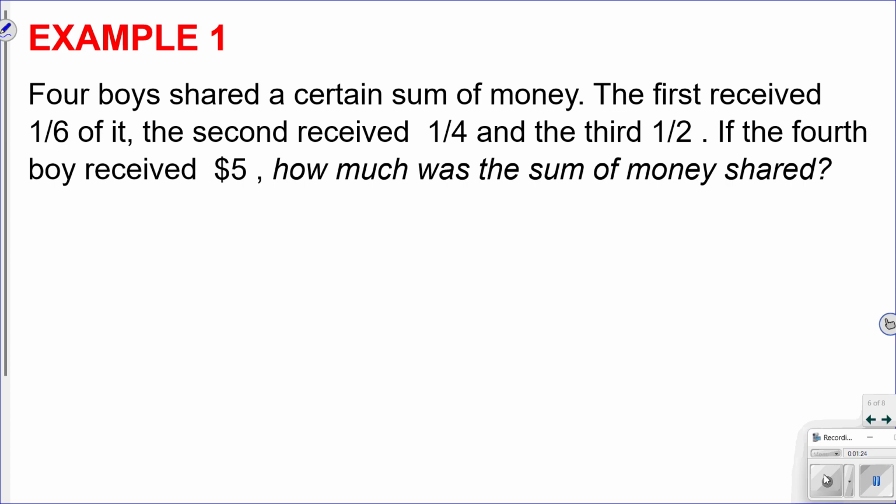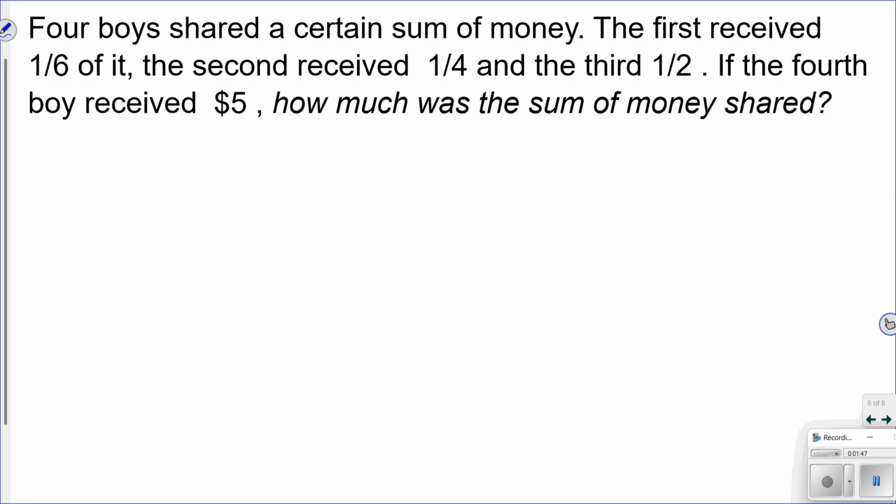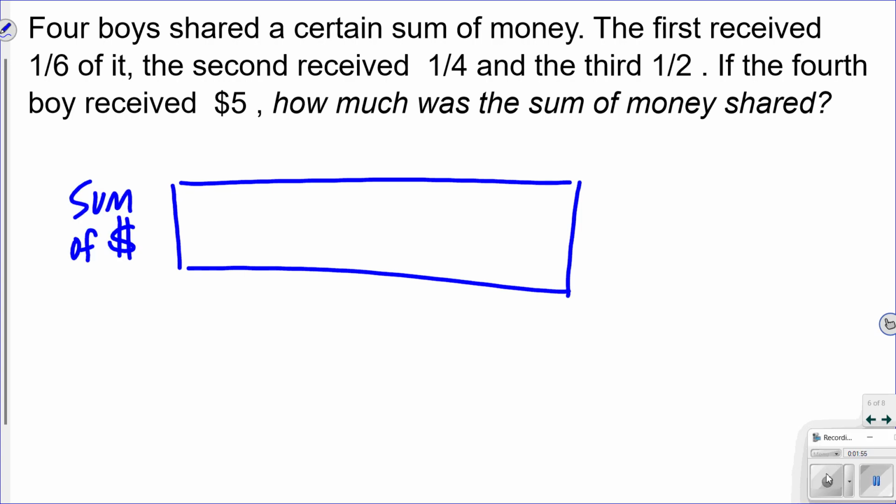All right, in our first example, there are 4 boys that are sharing a certain amount of money. And we're told that the first receives 1/6, the second receives 1/4, the third a half. If the 4th boy gets $5, how much was that money? All right, so we are going to draw ourselves a bar model to represent the money. And we need to know how many units are going to be inside of this.